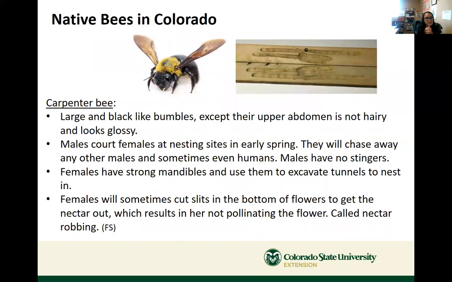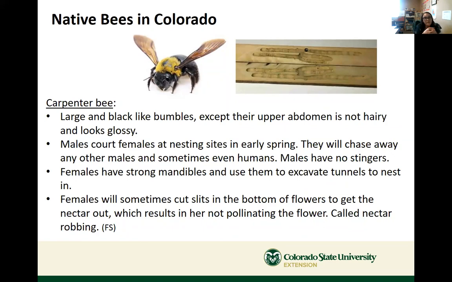Carpenter bees, this is one of our biggest bees. They are very large. They look like bumblebees, except their upper abdomen isn't quite as hairy. It's more glossy than a bumblebee would be. Males are going to be out courting females in early spring, and they will get a little bit aggressive. They'll definitely chase away other male bees, and sometimes they might go after a human if you get too close to them. But males have no stingers, so don't let them fool you.